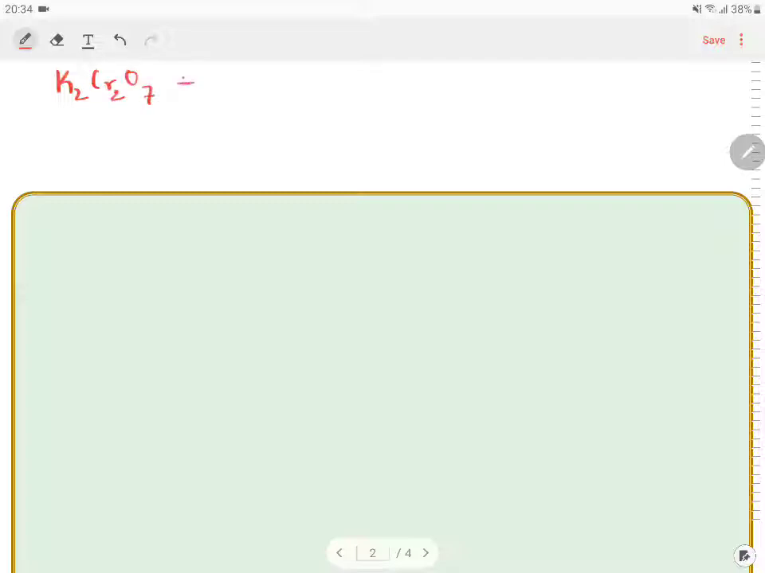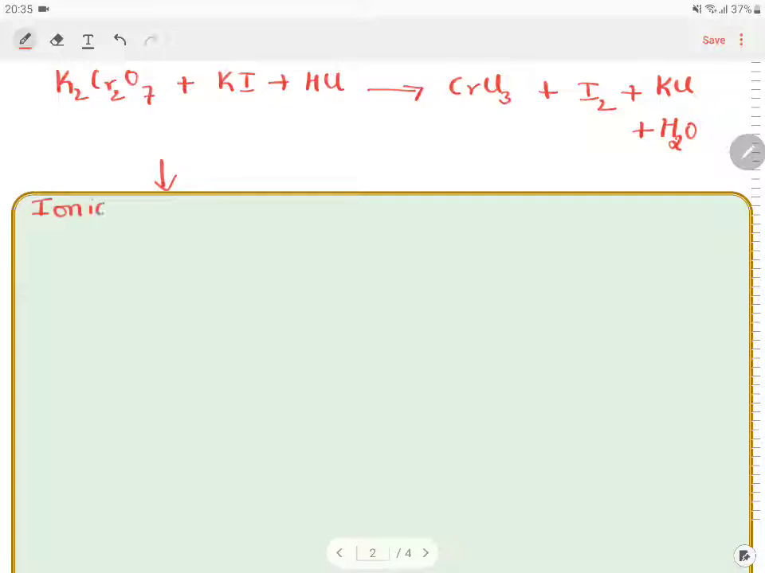K2Cr2O7 plus KI plus HCl giving rise to CrCl3 plus I2 plus KCl plus H2O. How do I convert this into ionic form? The ionic form will be... what's the ionic form of this?